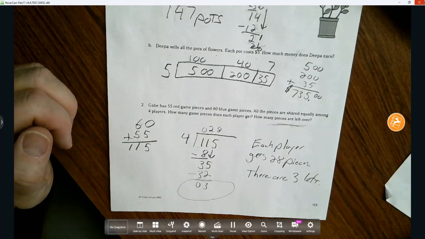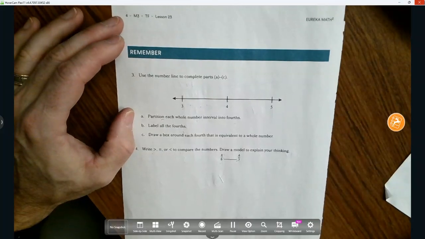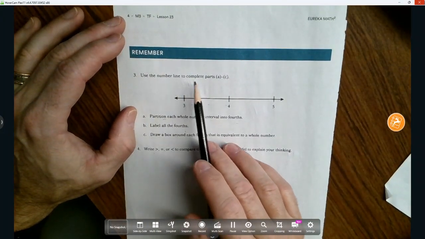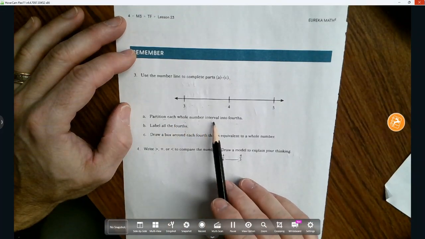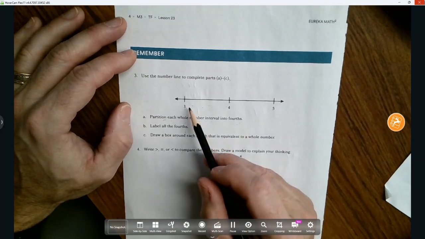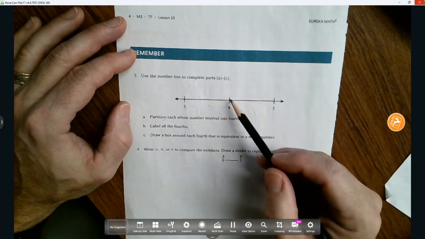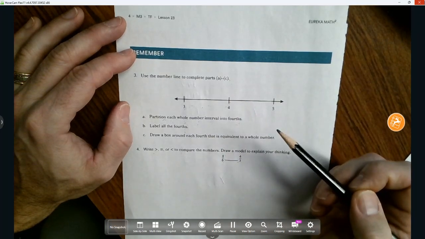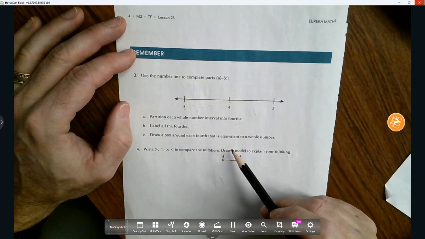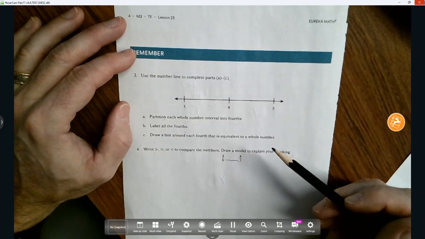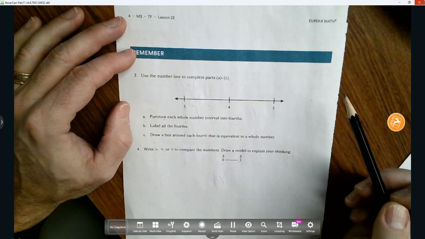All right, let's look at the back on page 154. I'm not helping with this one. This one's on you, but I'll read it for you. Use the number line to complete parts A through C. Part A, partition each whole number intervals into fourths. So you need to go right here. You need to have 1/4, 2/4, 3/4. 4/4 will be the next whole number. Label all the fourths. Draw a box around each fourth that is equivalent to a whole number.